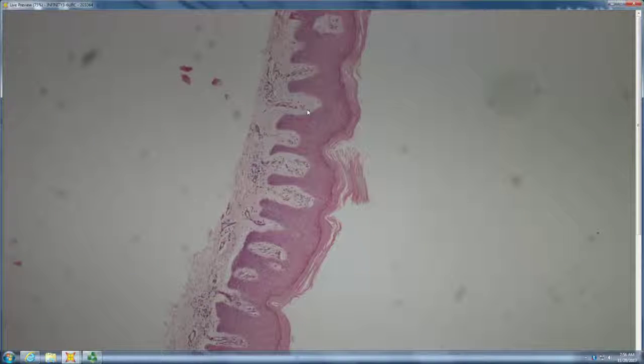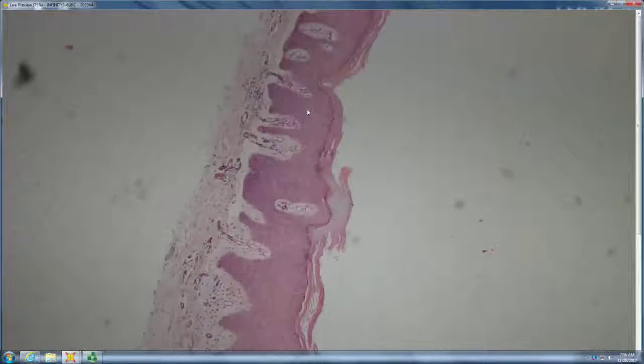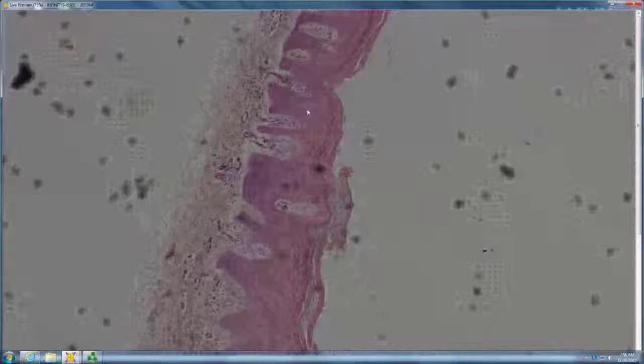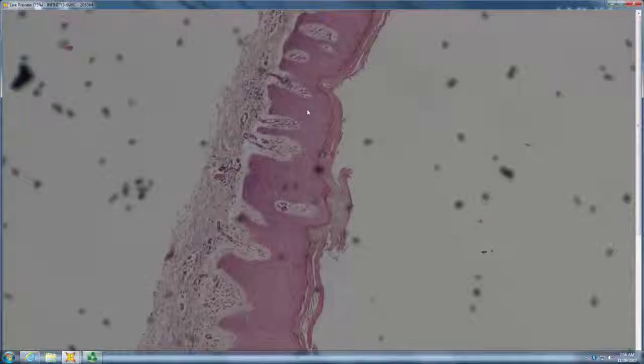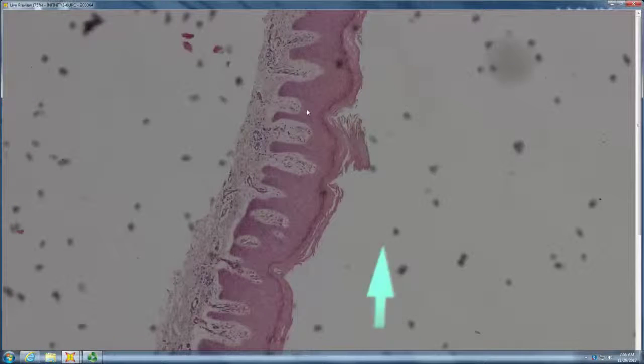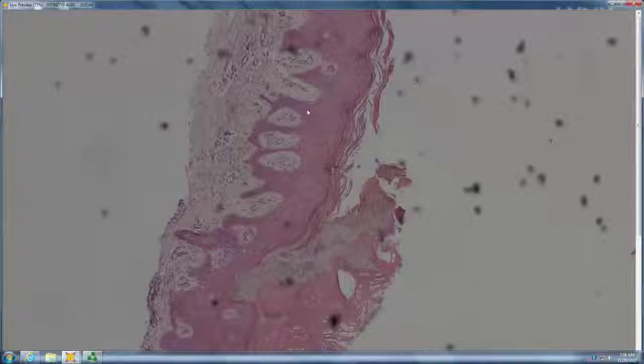Okay, Rob. So, looks like you have some almost orthohyperkeratosis, but it's kind of flaking away in some areas. Orthokeratosis, focal parakeratosis. It alternates like an inflammatory linear verrucous epidermal nevus. So we got our diagnosis, right?